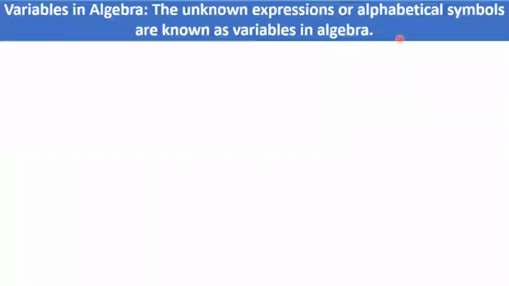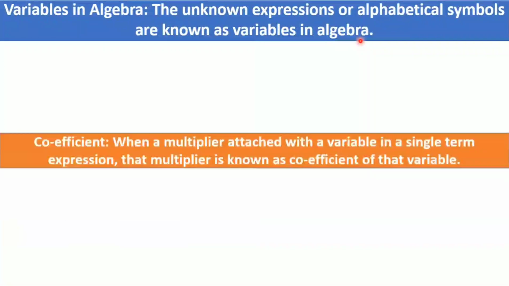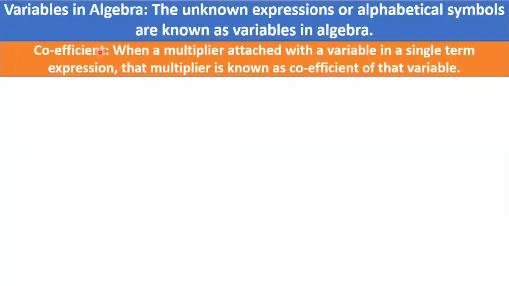At first, we need to know what variables is. So in algebra, we know that any unknown expressions or alphabetic symbols are known as variables. Yes, to find out any unknown value in algebra, we denote that unknown value with any alphabetic symbol. That is what we call variable in algebra. What is coefficient, students? Yes, when any multiplier is attached with a variable in a single term expression, that multiplier is known as coefficient of that variable.